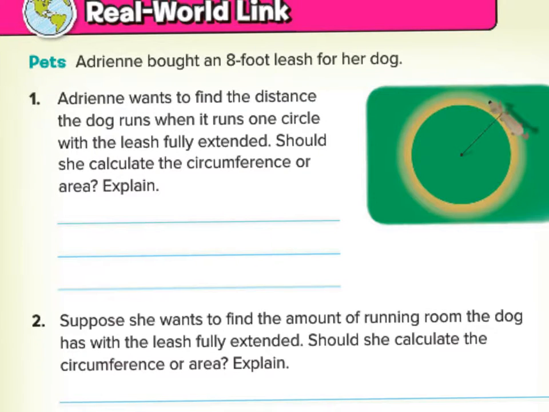Now let's look at a real-world problem to see how area of a circle comes to be in real life. So pets. Adrian bought an 8-foot leash for her dog. So from the center to the rim is 8 feet. It's an 8-foot, so that's our radius, isn't it? Adrian wants to find the distance the dog runs when it runs one circle with the leash fully extended.